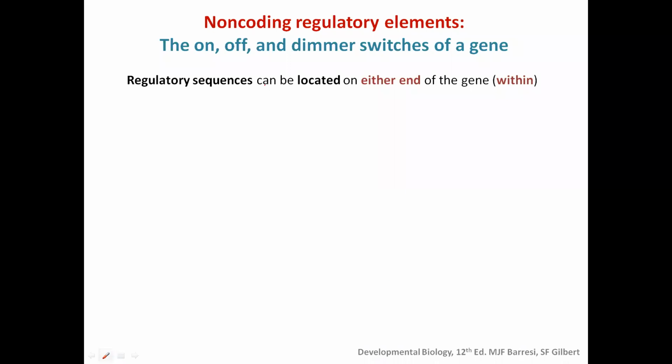Today we are going to learn non-coding regulatory elements, or the on, off and dimmer switches of a gene. Regulatory sequence can be located on either end of the gene or within. There are three major types of regulatory sequences, or the regulatory portion of the DNA of a gene. One is the promoter that we have already discussed in one of the previous lectures. There is the enhancer and the silencer. In this lecture today we are going to focus on enhancers and silencers.